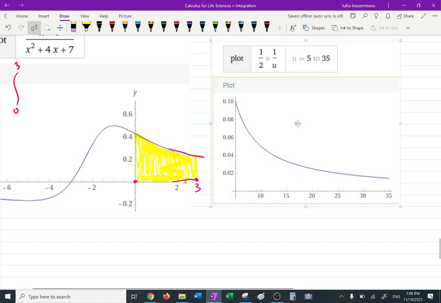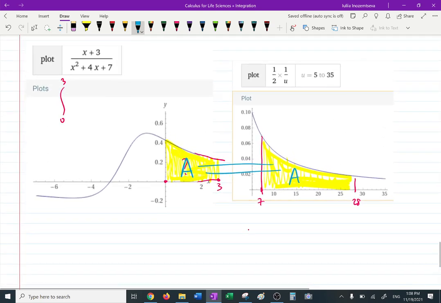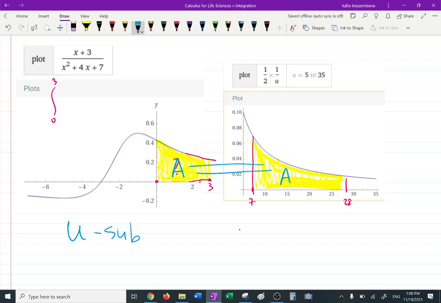What I'm claiming is, when we were finding the area, instead of this awkward area, we decided to convert it to this new shape. And we're looking from 7 to 28. Now this is a new shape. And we knew this shape. We knew how to deal with this one. Say this is a measuring cup. The claim is, this is the same area.